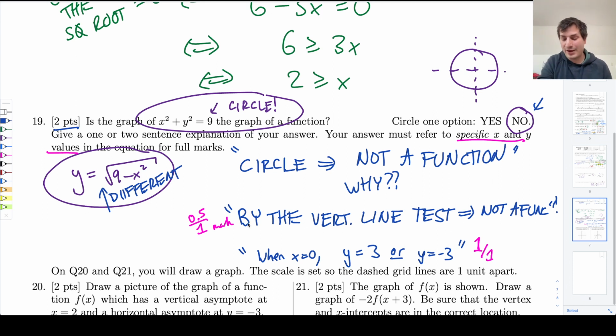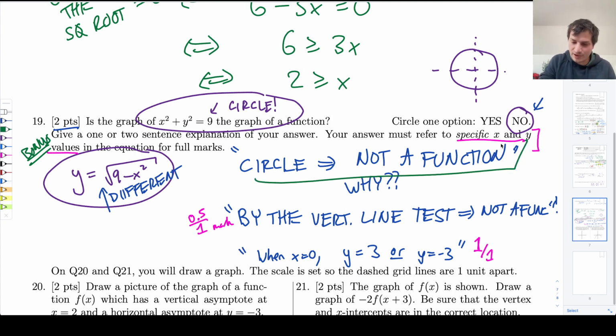And a lot of people got either half a mark or 0 marks on the explanation because they weren't answering the question. In retrospect, looking at it and seeing how people did, I think I wasn't clear enough in the question on what I was looking for. And so I'm counting this one as a bonus as well. This one is a bonus. So if you wrote circle, therefore not a function, you got 0 marks, but it won't count against you. This whole question is counted as a bonus.